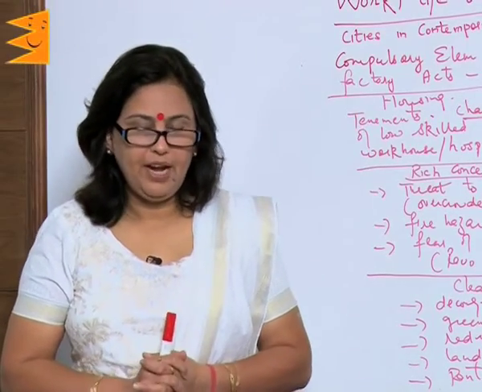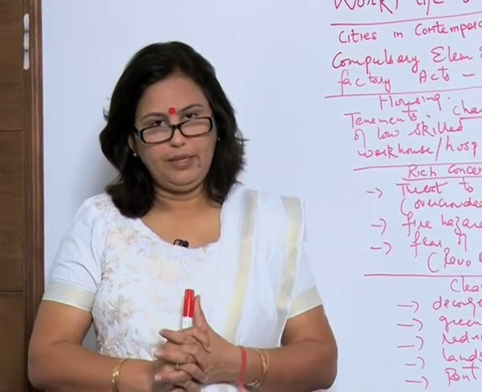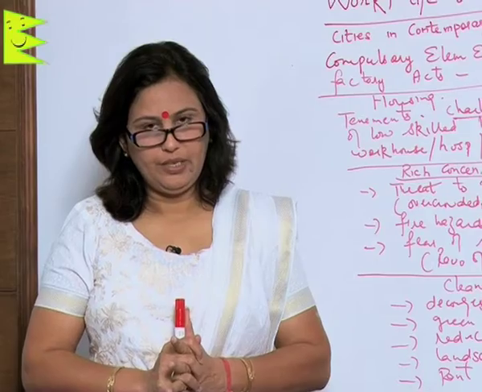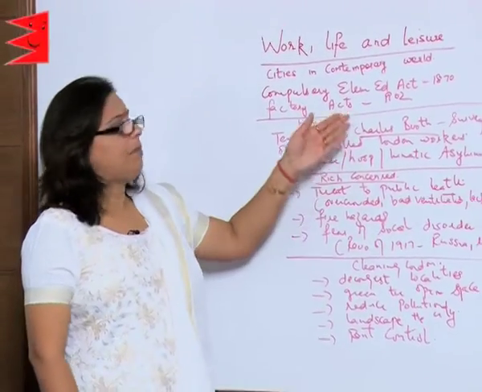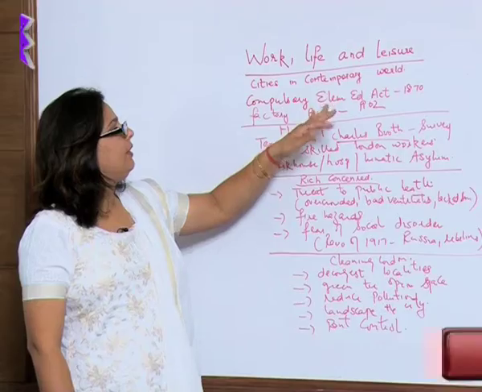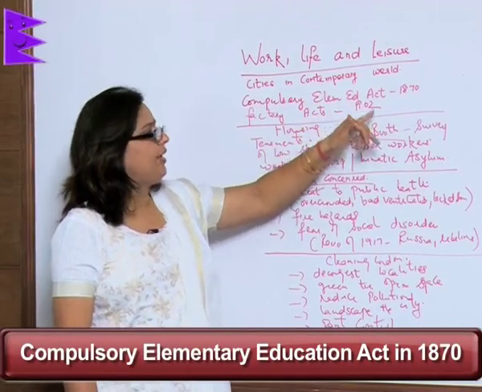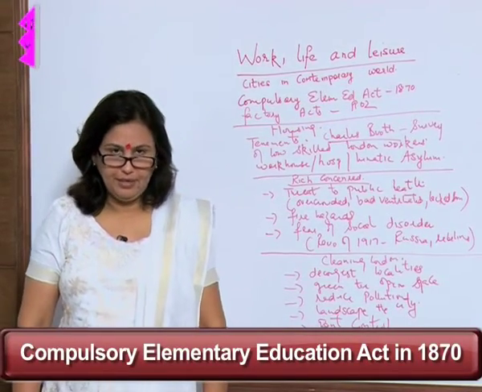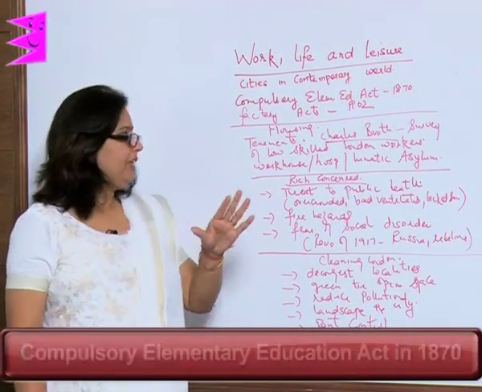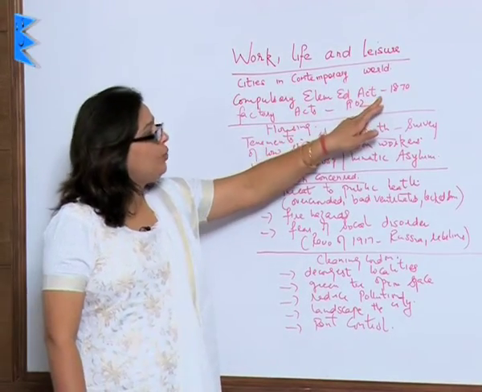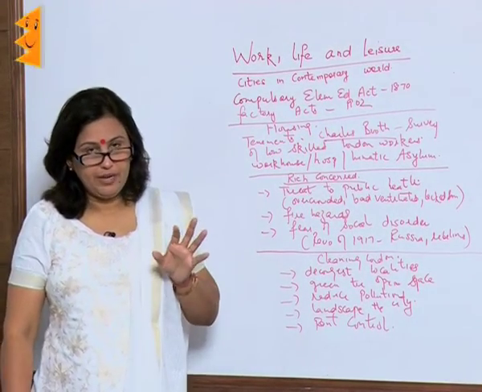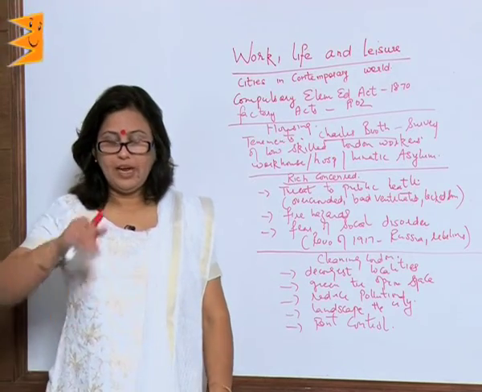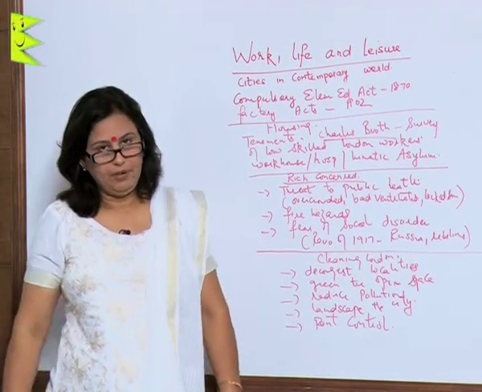When the government felt the need of improving the London city situation, that is the time that they intervened and passed two big acts, that is the Compulsory Elementary Education Act in 1870, by which the children were forced and it was made compulsory for them to study up to a certain level.